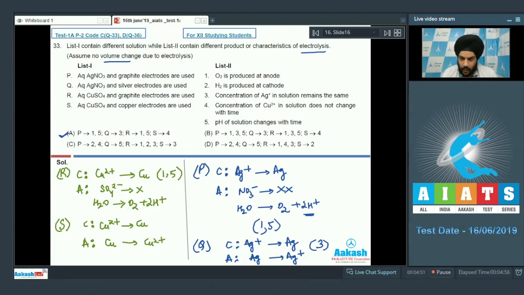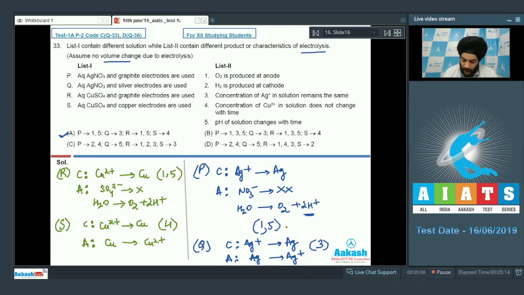If you look at option 4, concentration of Cu2 plus in solution does not change with time. This is correct, students. This will be a match. There will be a compensation happening from the Cu2 plus which is formed due to oxidation at anode. And the pH of the solution will remain constant with time. So we have the correct match, students.